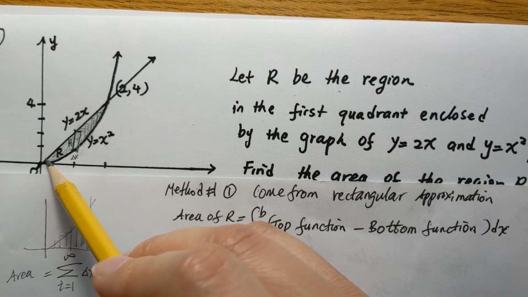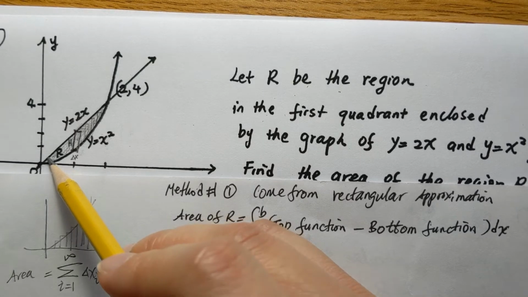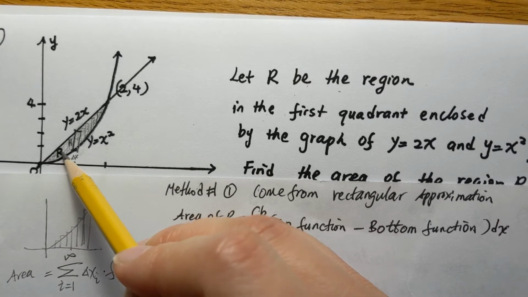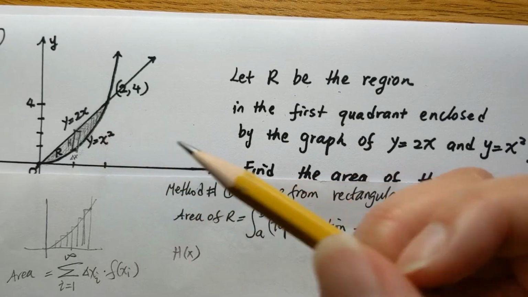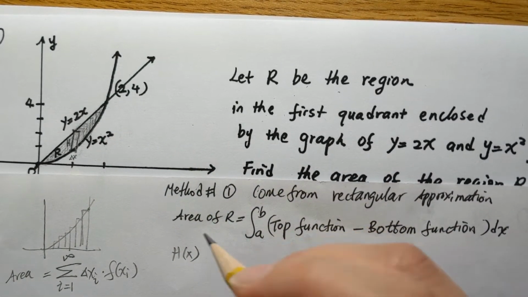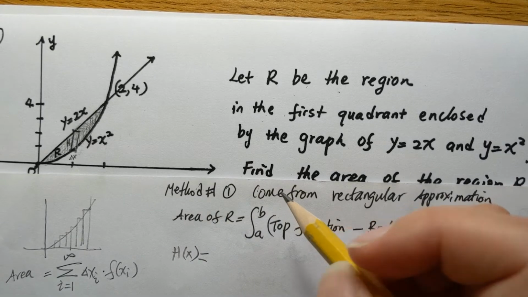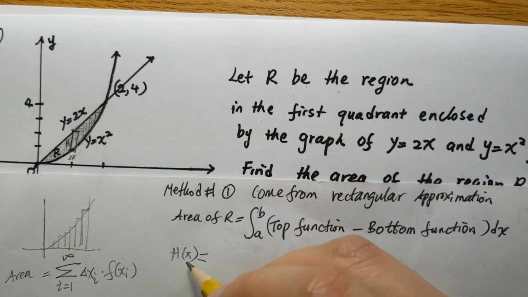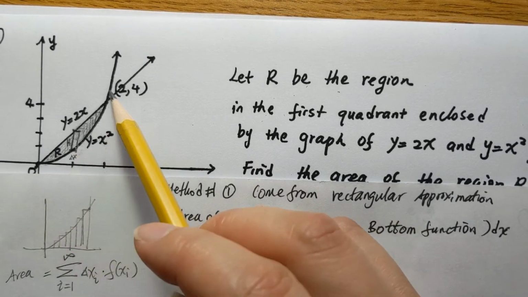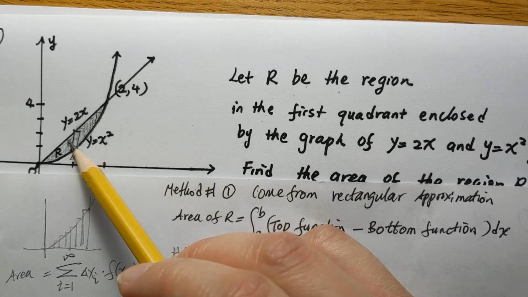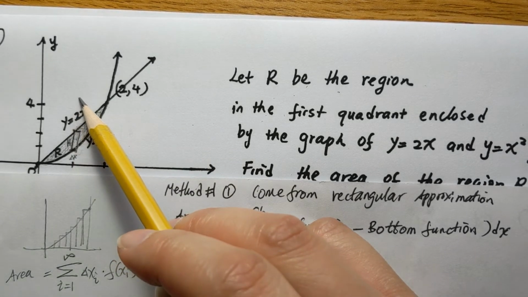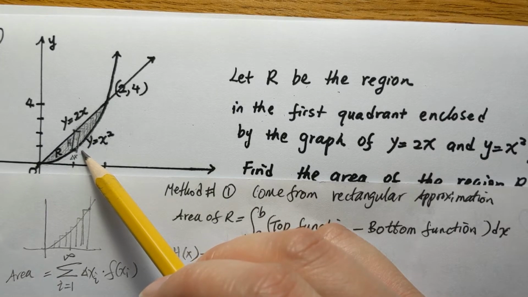It's a function of x because it changes as x changes. You have y equals 2x, and then you have y equals x squared. Over here, h is smaller; here, h is bigger and bigger, and then smaller and smaller. So h is a function of x. It's bounded above by the top function, so it's the difference between the top function and the bottom function. We do top minus bottom because h has to be positive. Only when the number on top subtracts the number on the bottom do you get a positive difference.